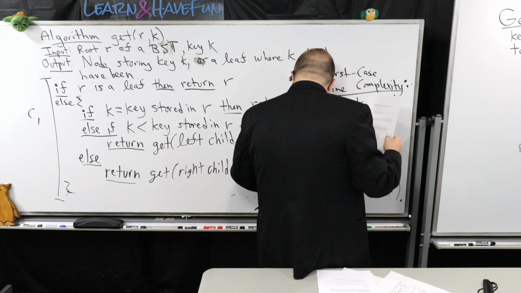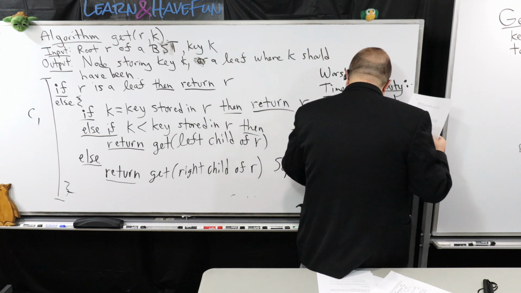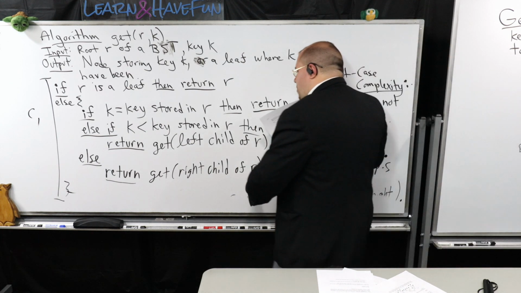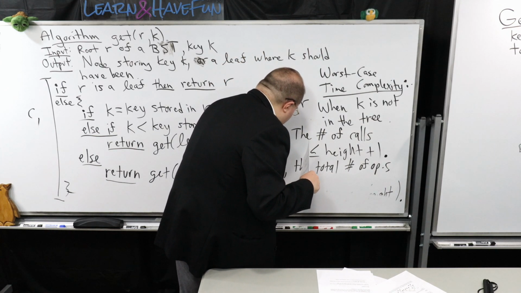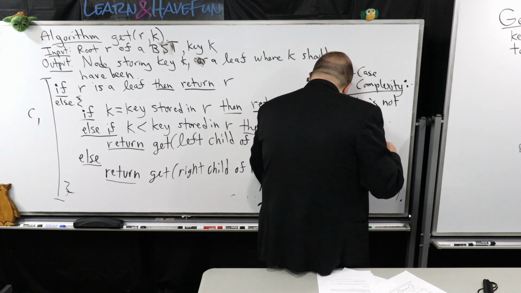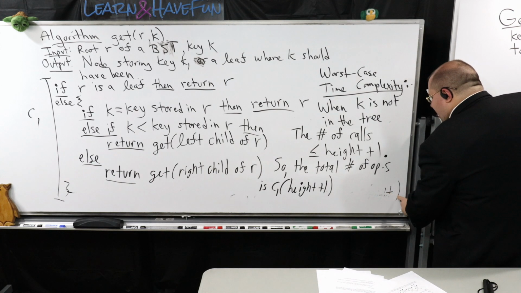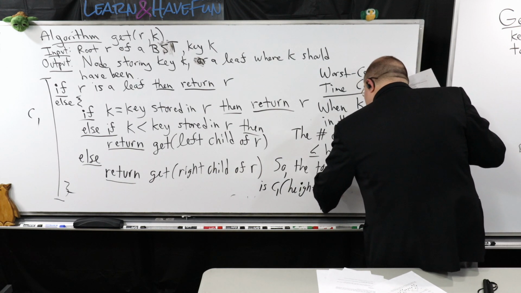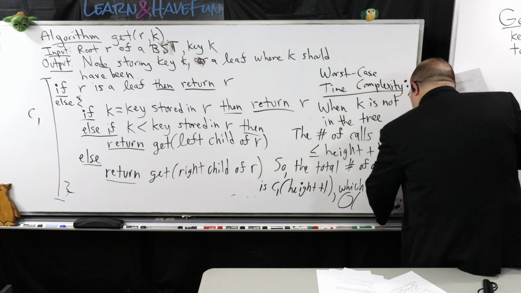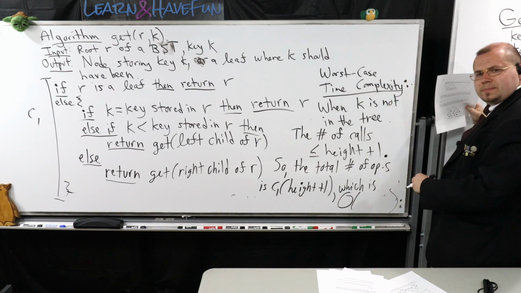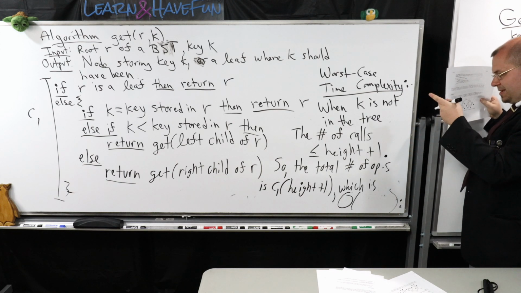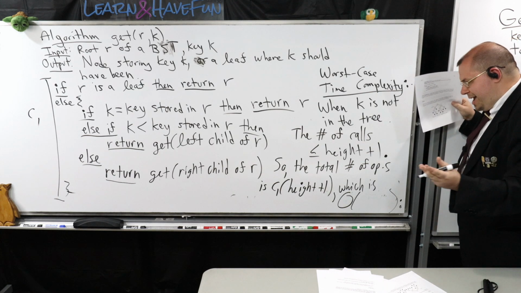So that's a period there. So the total number of operations in the worst case is just going to be C1 times the height plus 1. It's going to be at most this. But as we established earlier, which is big O of what? What is this? So what is it big O of? So we got C1 times height plus 1. It's big O of the height again. Exactly.